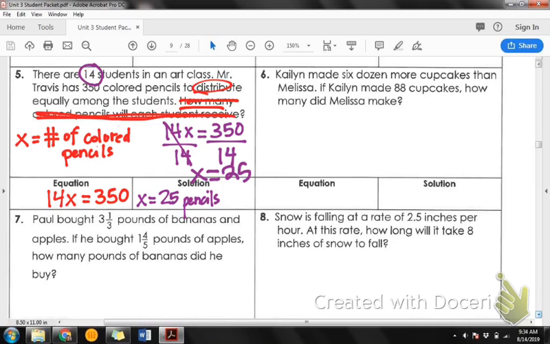X is the what? Not Melissa make. X. How many did she make? So X is the what? The number that she made, right? The number of cupcakes.